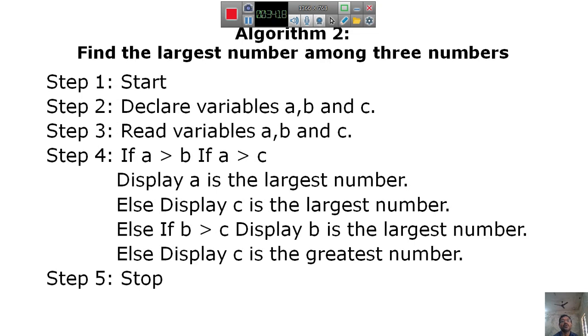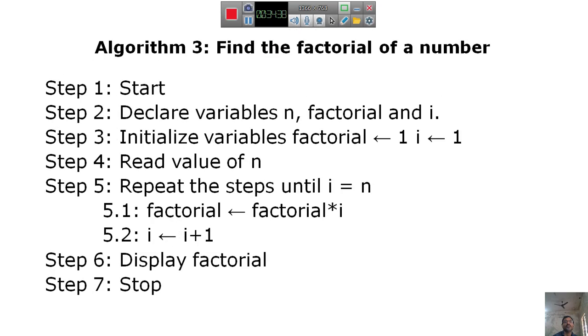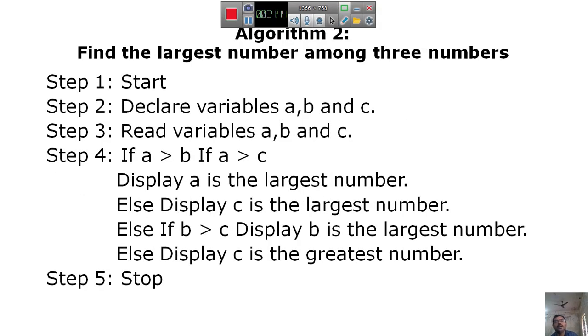And one more algorithm is: start, declare variables a comma b comma c, read variables a, b and c. If a is greater than b, if a is greater than c, display a is the largest; otherwise c is the largest. If b is greater than c, display b is the largest. So this is how we can find out the solution. Generally we are going to write that in algorithms.